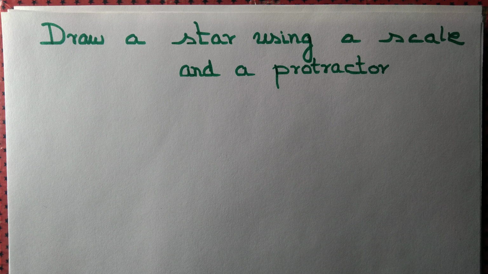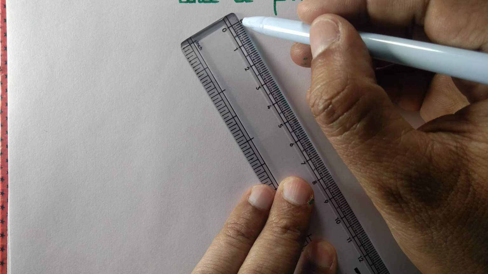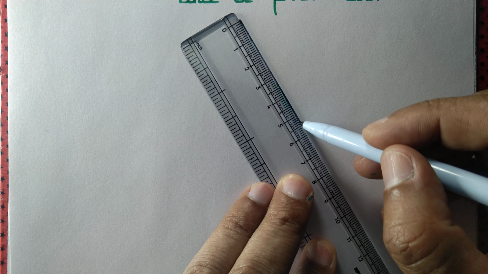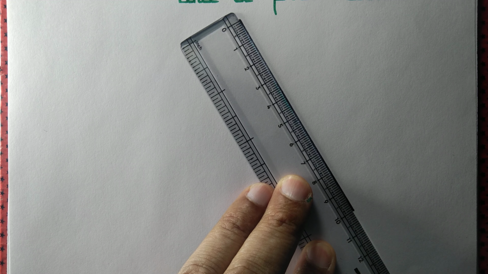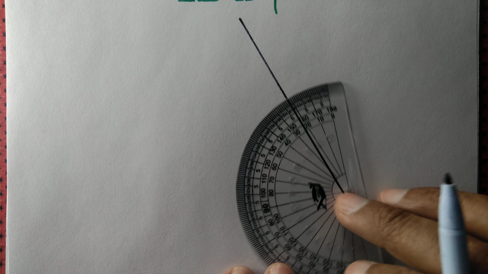Let us draw a star using a scale and a protractor. We take a scale and draw a line segment that measures 10 cm. Next, we draw an angle that measures 36 degrees.